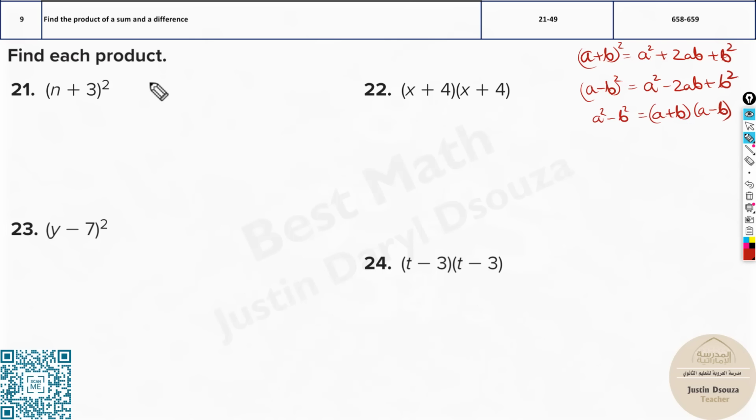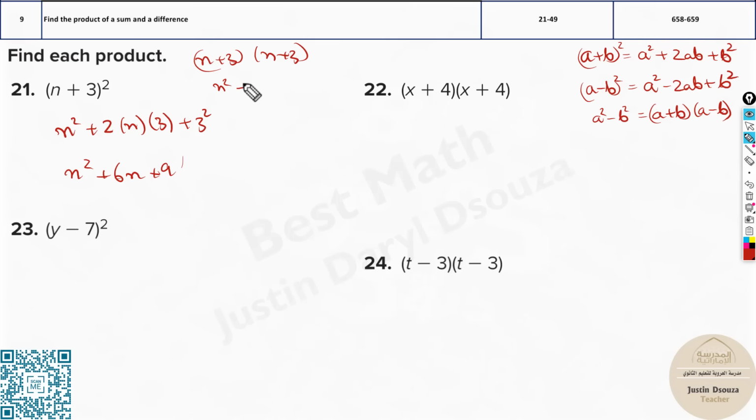Now here, you can see this is the first type. All you can do is directly square the first term, n squared, plus 2 times n times 3, plus 3 squared. The simplification would be n squared plus 6n plus 9. That's the answer. Or you can also multiply it using FOIL. That is n plus 3 times n plus 3, and then it will be n squared plus 3n plus 3n plus 9, which is n squared plus 6n plus 9. The answer would be the same with any method you follow.